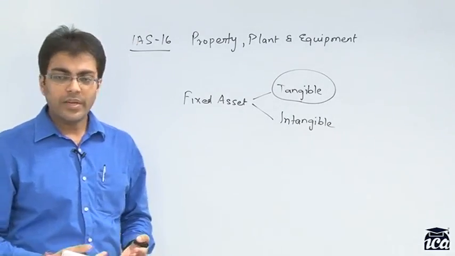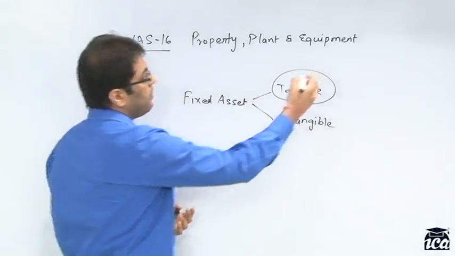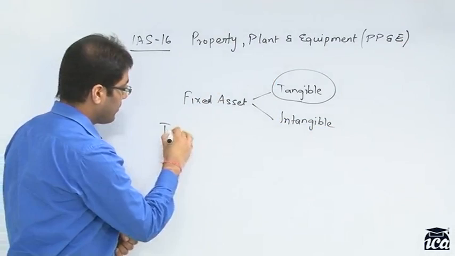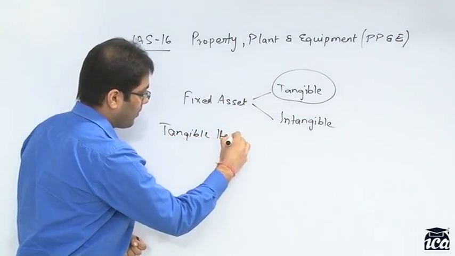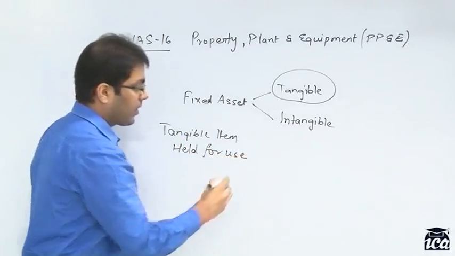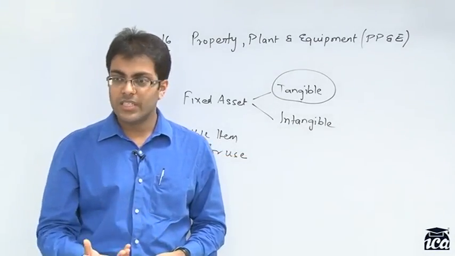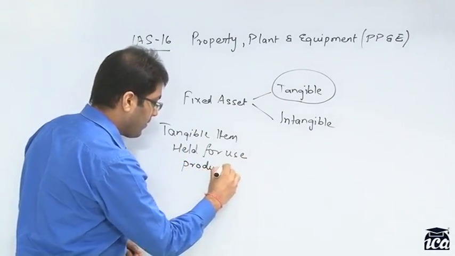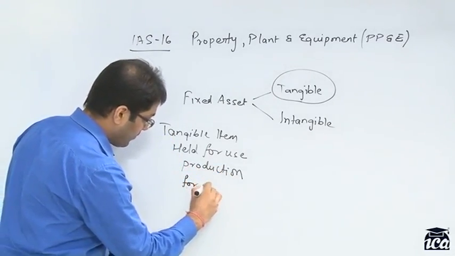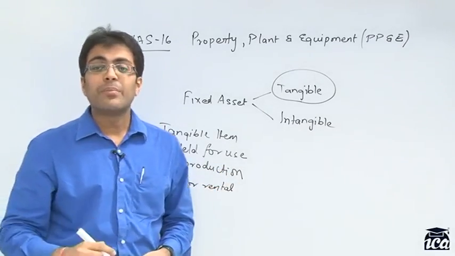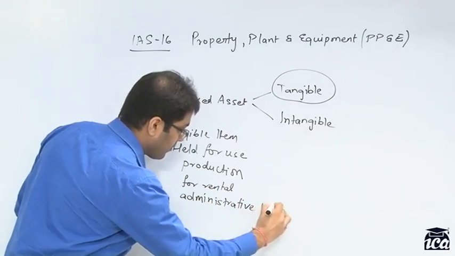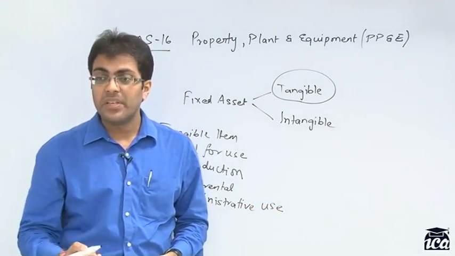So what is property, plant and equipment? The definition of PP&E: property, plant and equipment is any tangible item which is held for use in relation to production of goods or services, or given for rental to somebody, or for any administrative purposes. And it should be held for more than one period.